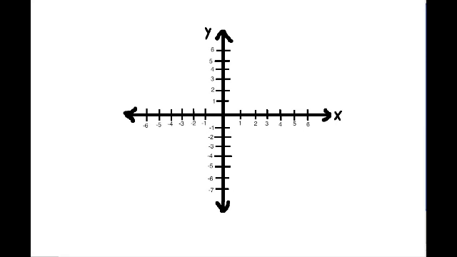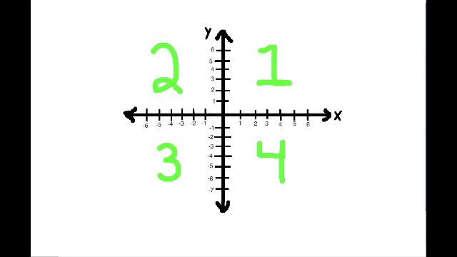The first quadrant is the upper right corner of the graph, which is called quadrant 1. The next quadrant is called quadrant 2, which is located in the top left corner of the graph. Then we have quadrant 3, which is located in the bottom left corner of the graph. And finally, we have quadrant 4, which is located in the bottom right corner of the graph. The middle point in which the horizontal and vertical lines intersect is called the origin.